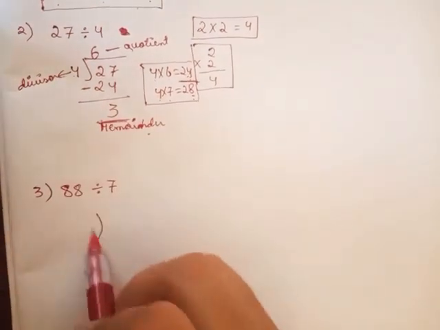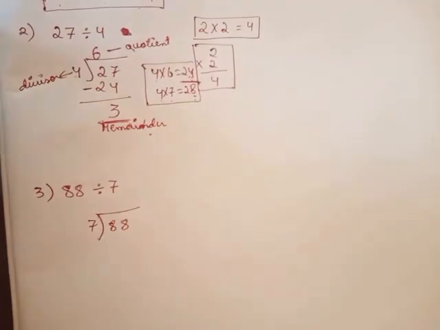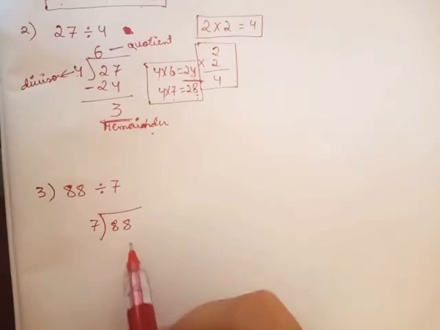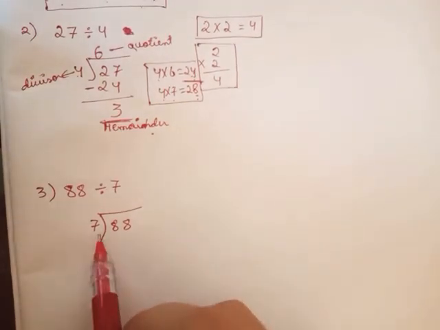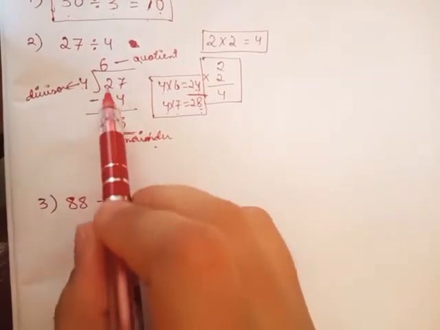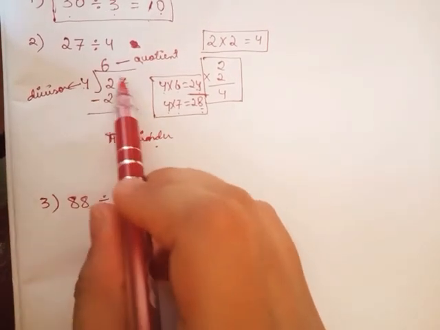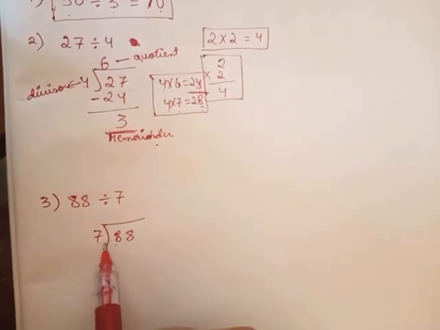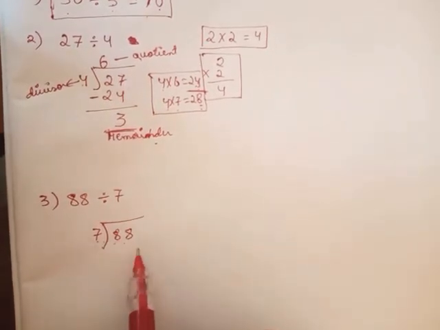So we have to follow the same format again. 7 will be here and 88 will be in the box. There are two numbers here, but since 7 is smaller than 8, we can take them one by one. In the previous case, if we took them one by one, 2 is less than 4, so you cannot directly divide, so we took both together. But here, 7 is smaller than 8, so you can take one by one.